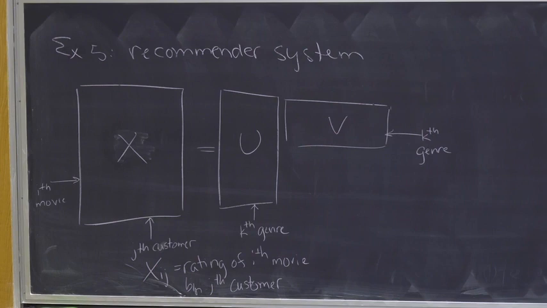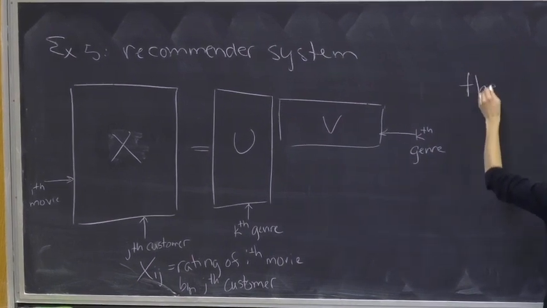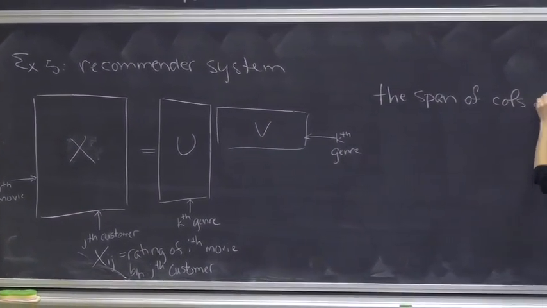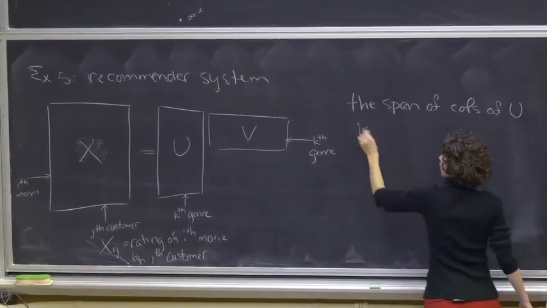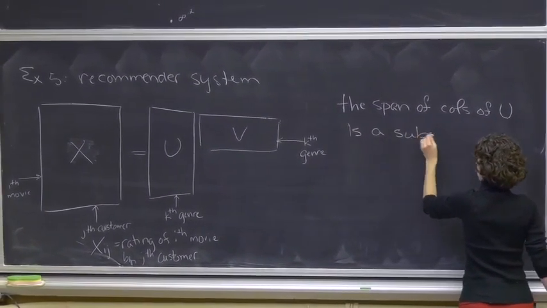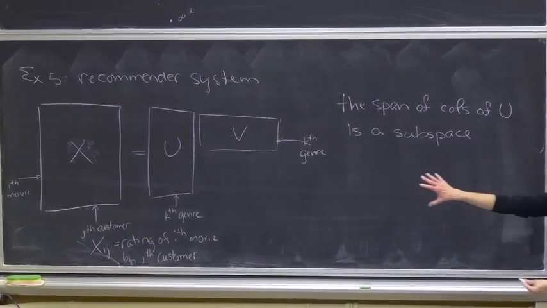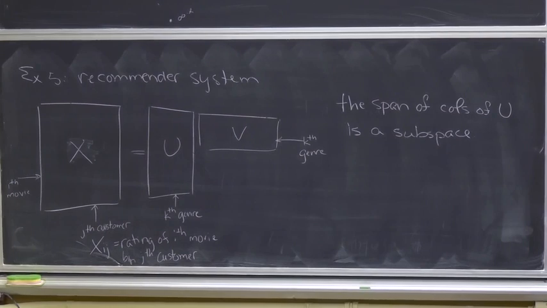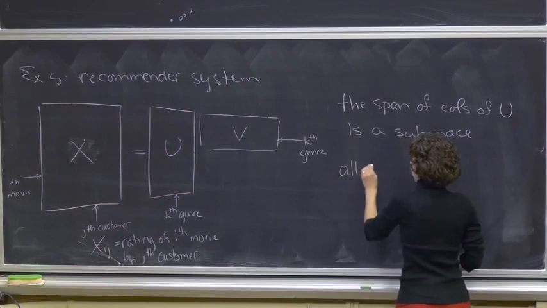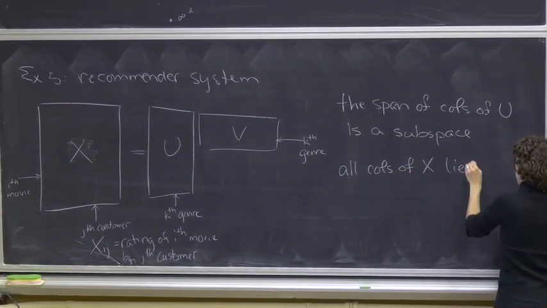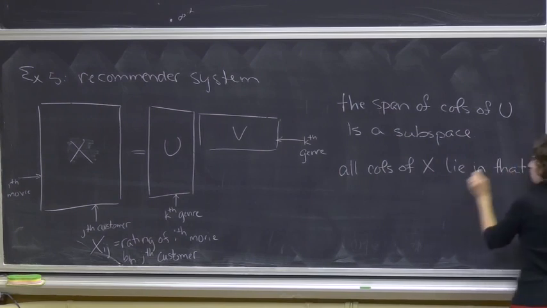But in this example now, we can say that the span of the columns of U is a subspace. And when we write X as U times V like this, what it means is that all the columns of X lie in that subspace.